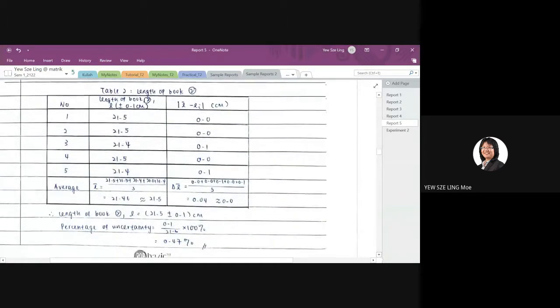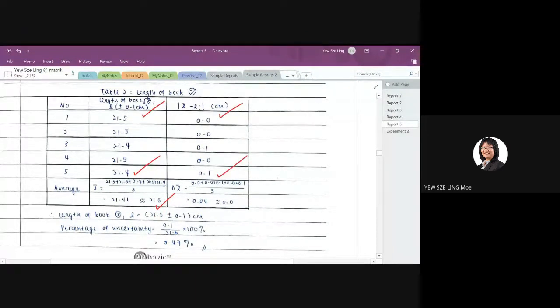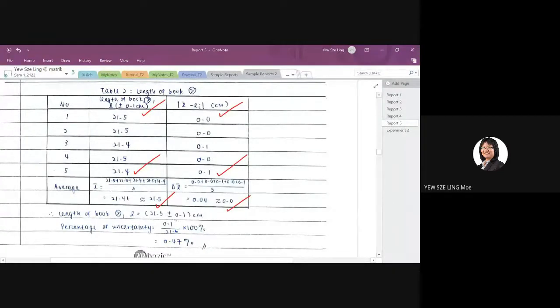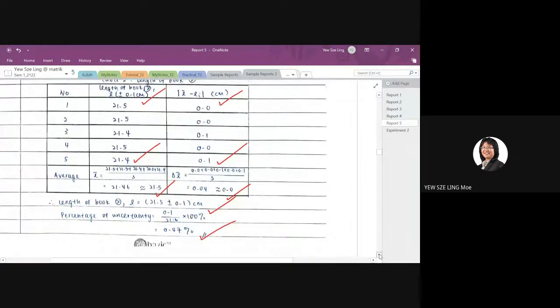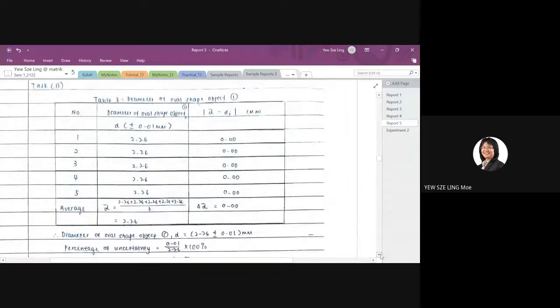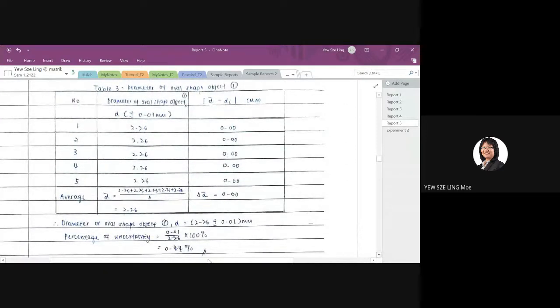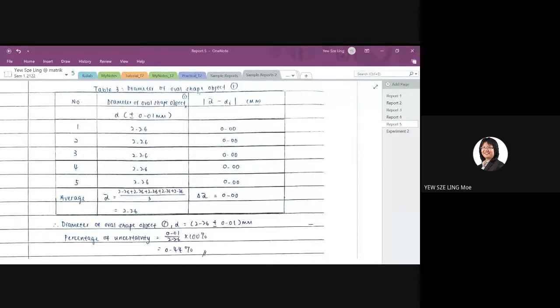The second table should be the same. You got plus minus 0.1 cm, and the cm here, all 5 consistent. The final reading average is also consistent. The final answer is consistent. When you rewrite it in the plus minus form, 21.5 plus minus 0.1 cm, consistent. The percentage of uncertainty is correct. So this is the oval shaped objects. Let's see who is next. Afrina? Nor Afrina?